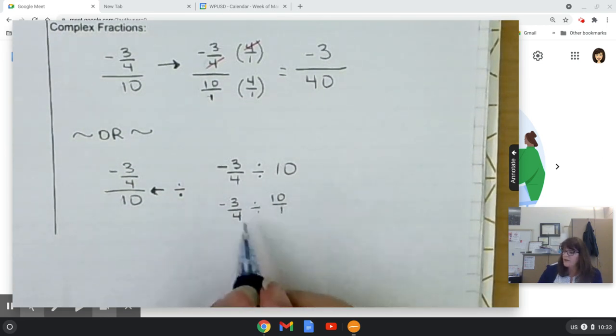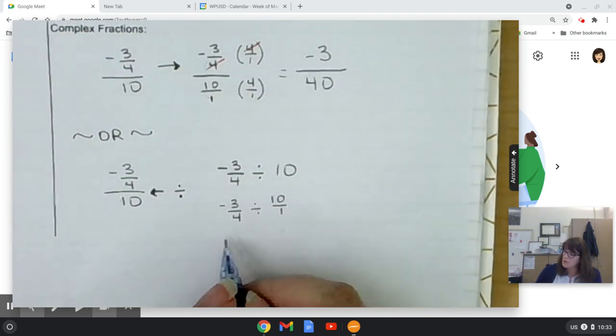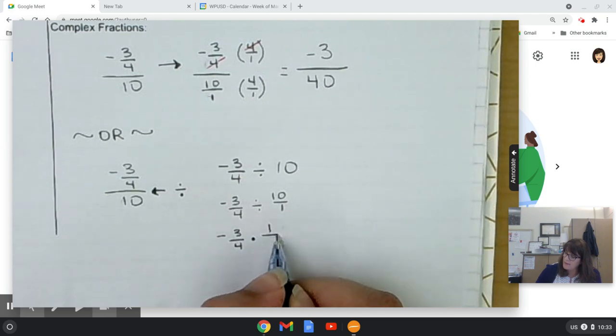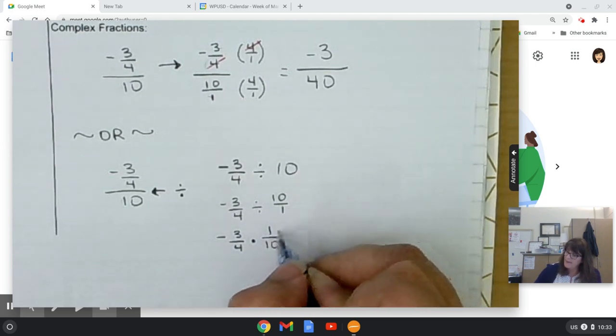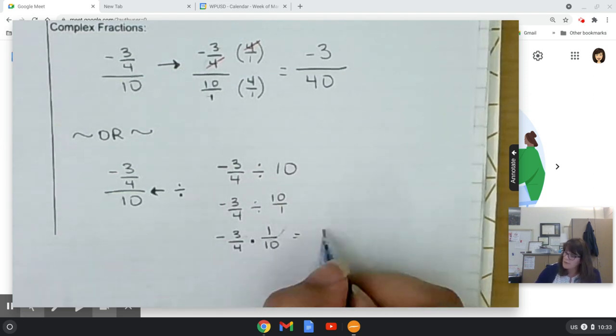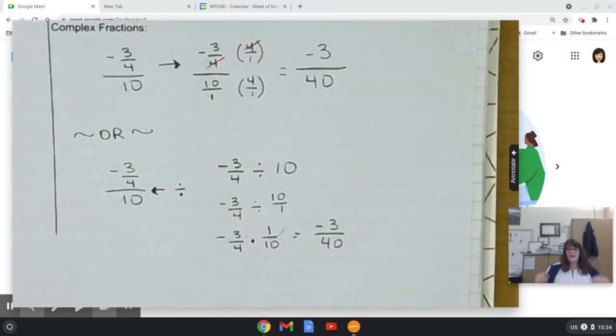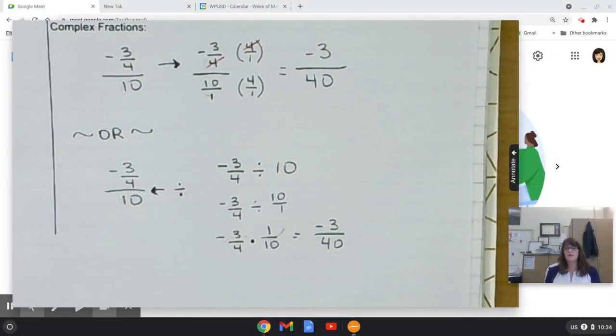Now, to divide fractions, we want to multiply by the reciprocal. So multiply by the flipped reciprocal of that fraction. Negative 3 over 40, exact same answer. Okay. These are going to come up. They're going to show up sometimes, and all you're going to want to do in the whole world is get rid of them. Here's how to do that.